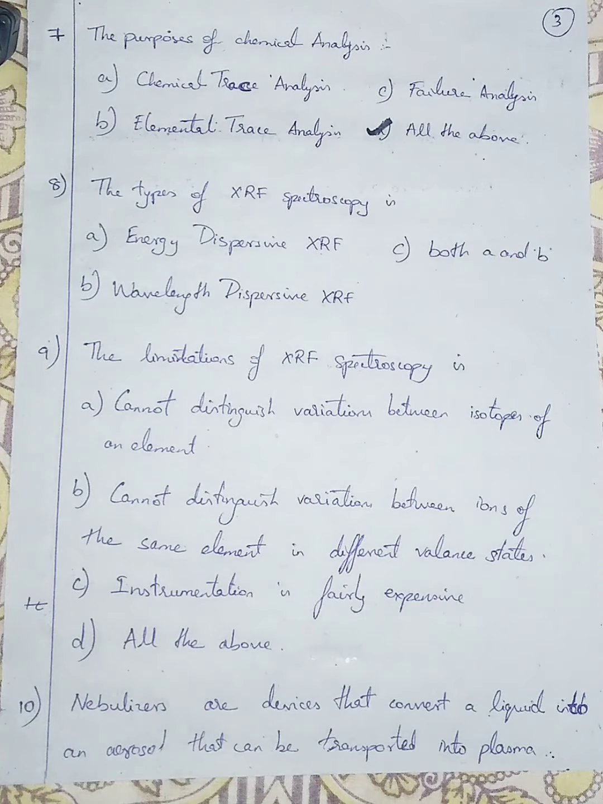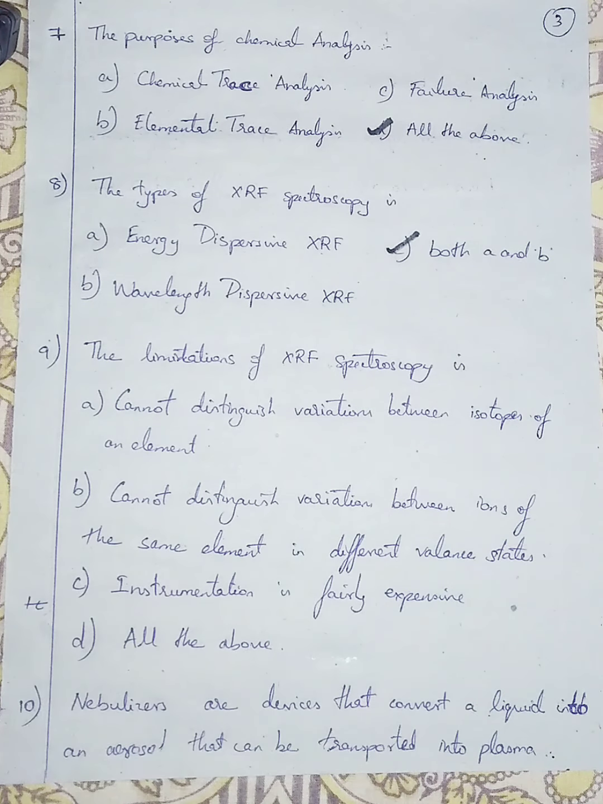Question number 8. The types of XRF spectroscopy are. What are the types of XRF spectroscopy? There are only two types. Option A is energy dispersive XRF. Option B is wavelength dispersive XRF. These two are the types of XRF. One is energy dispersive XRF spectroscopy. Another one is wavelength dispersive XRF spectroscopy. So I'm going with option C, both A and B.